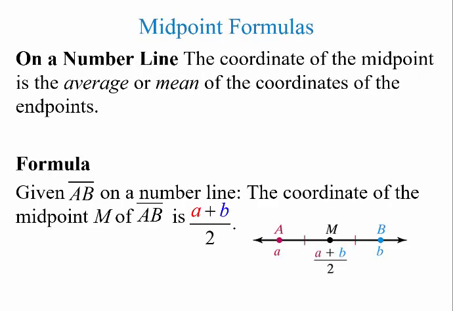All right, so I've got two midpoint formulas. The first one is on a number line, just a single number line. The coordinate of the midpoint is the average or mean of the coordinates of the two endpoints. So if you're given segment AB on a number line, the coordinate of the midpoint M, right? Here's point A, here's point B. We'll say that point A has value lowercase a, point B has value lowercase b. To find this midpoint M, you're just going to take (a + b) divided by 2. That's it. That's all you have to do.